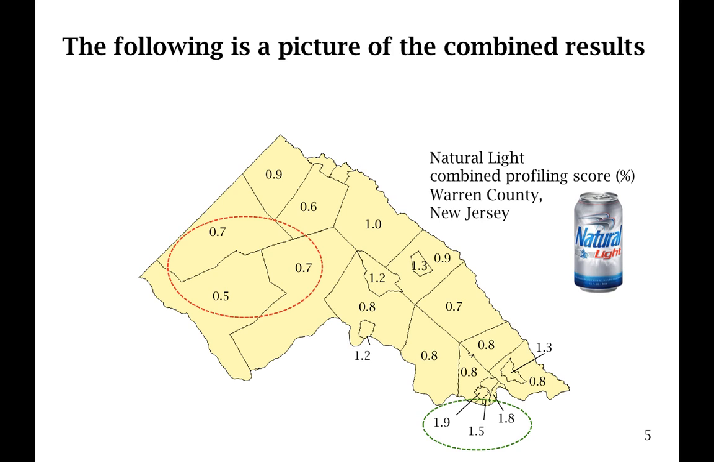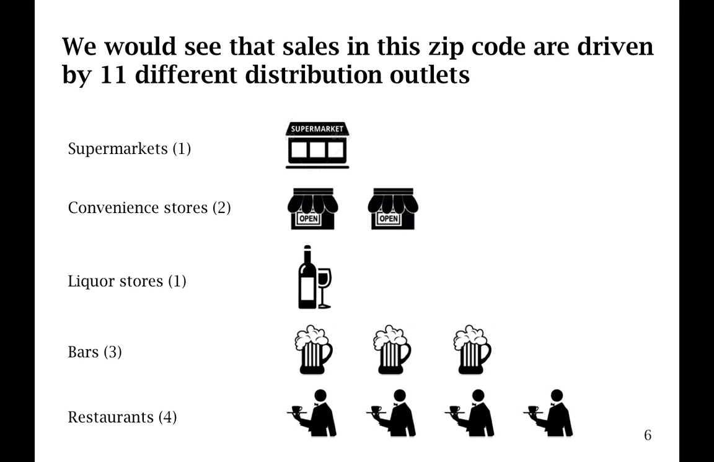At the same time, it's important to point out the limitations of this type of third-party data analysis, namely that while it helps us prioritize by zip code, it doesn't shed any light on the distribution outlets within each zip code that are driving those sales. So if we drill down on our most valuable zip code, for example, we would see that sales in the zip code are being driven by 11 different distribution outlets. What we can't see, however, is which of these outlets are the most valuable to Natural Light and which ones are the least.